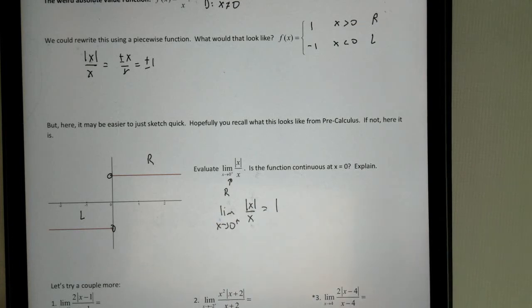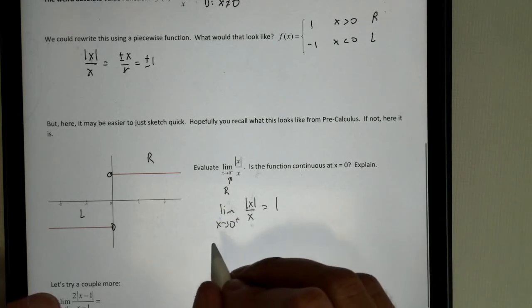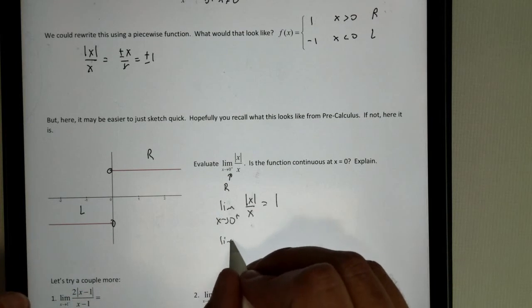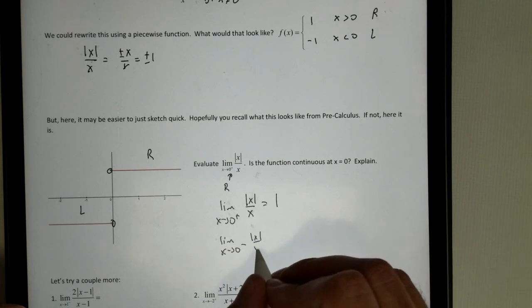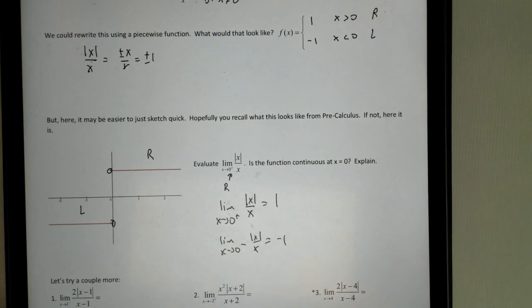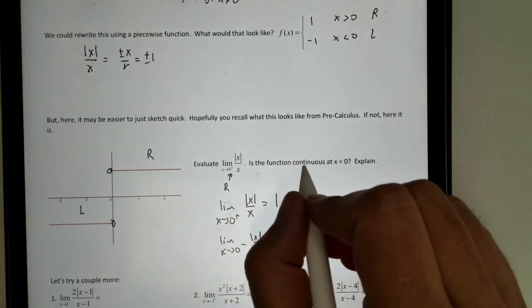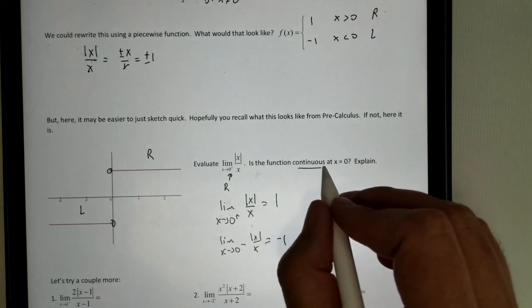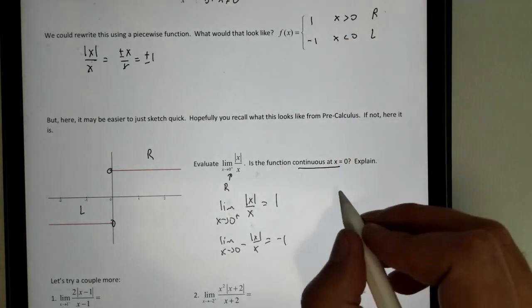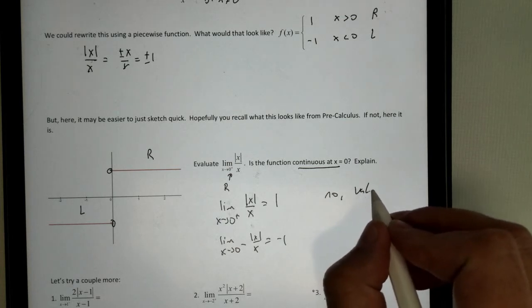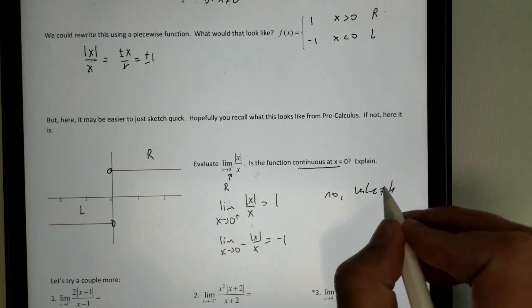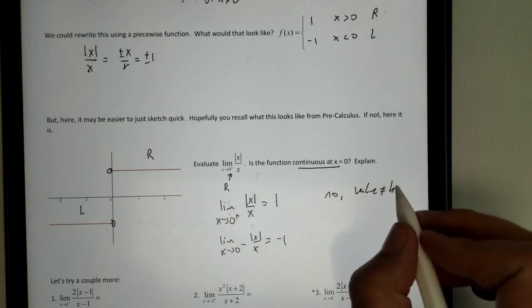And there's our answer. If we want to take the limit as x approaches 0 from the left, that's going to become negative 1. Now the next question says, is the function continuous at x equals 0? You might recall from the first video that of course the answer is no, and the reason why is that the value does not equal the limit.